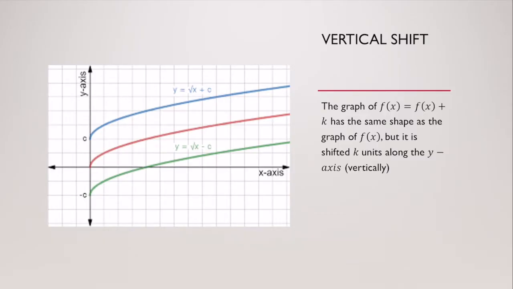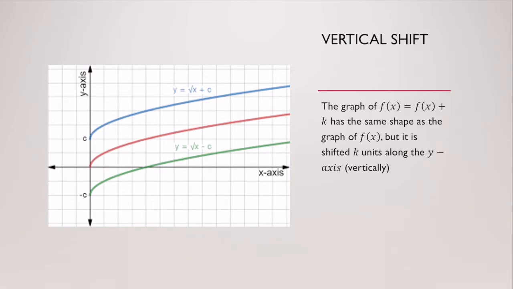In order to make our graphing of functions easier, especially radicals, we're going to talk about how we can shift our function around the xy plane. So the first thing I want to talk about is vertical shift. If I have the graph of a function f of x, and it is equal to f of x plus k, it's going to have the same shape as my original graph, but it's shifted k units along the y-axis. So it's shifted k units vertically.